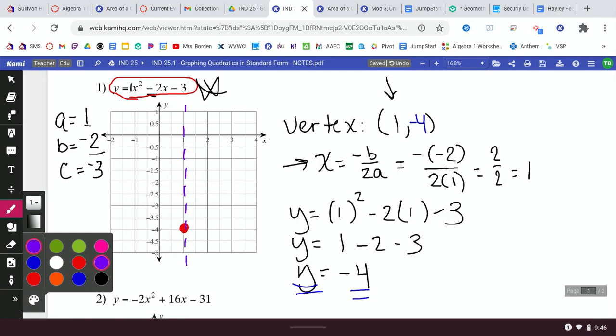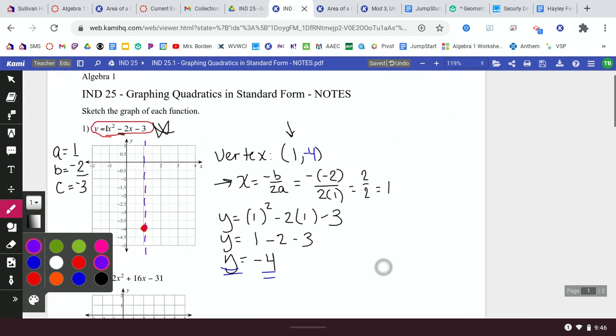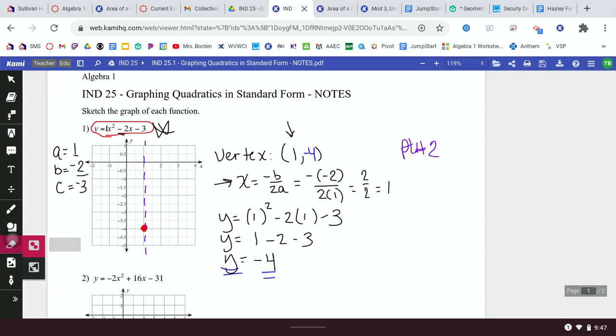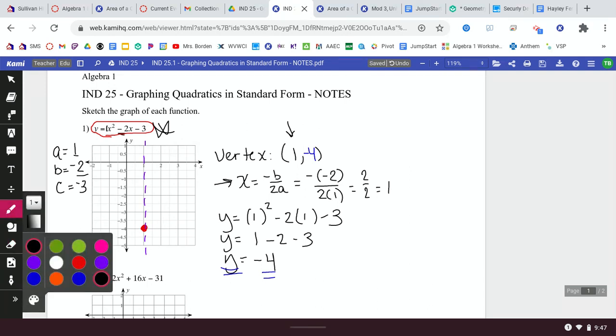All right. Now we need a second point, right? I said you need to find the vertex, then you need to find a second point. So we'll just call this point number 2, right? Oh, that's terrible handwriting there. Let's try that again. All right, we're looking for point number 2. And again, a point is an x and a y. We know that it is an x and a y. So we're going to pick another x.